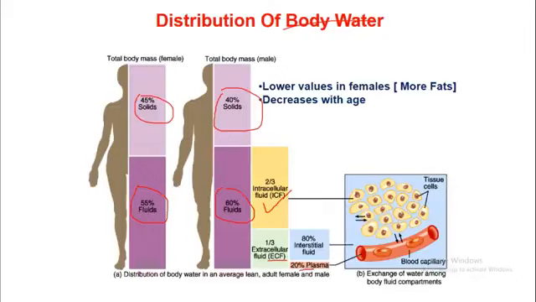Plasma is running inside the blood capillaries, and interstitial fluid is present in between the cells. And these both are considered as extracellular fluid. And intracellular fluid is the fluid which is present inside the cell. So this is the distribution of the body water.